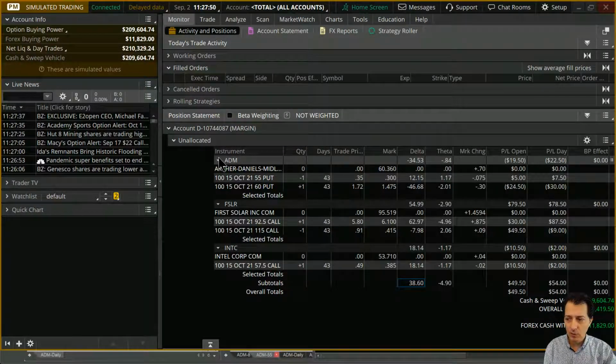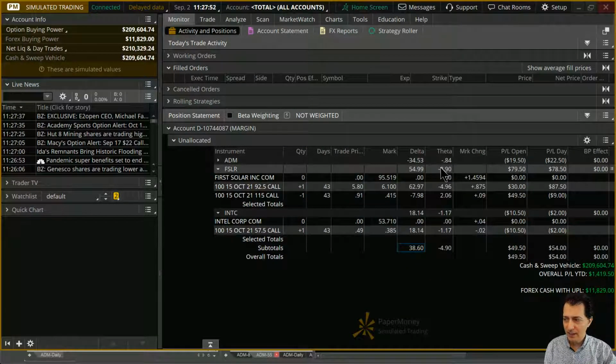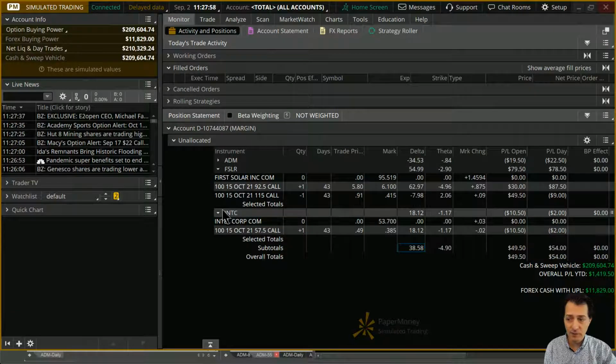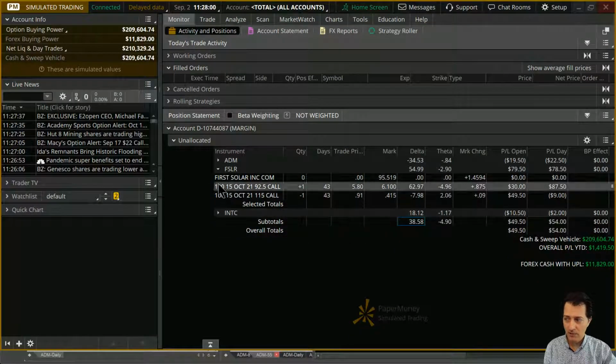You have First Solar and ADM. Okay, so First Solar got a delta of 55. So 55 minus 34, that is still positive. You should be positive 20 delta. So if you're not positive 20 delta, I would guess that something's different. You use different options or something like that.